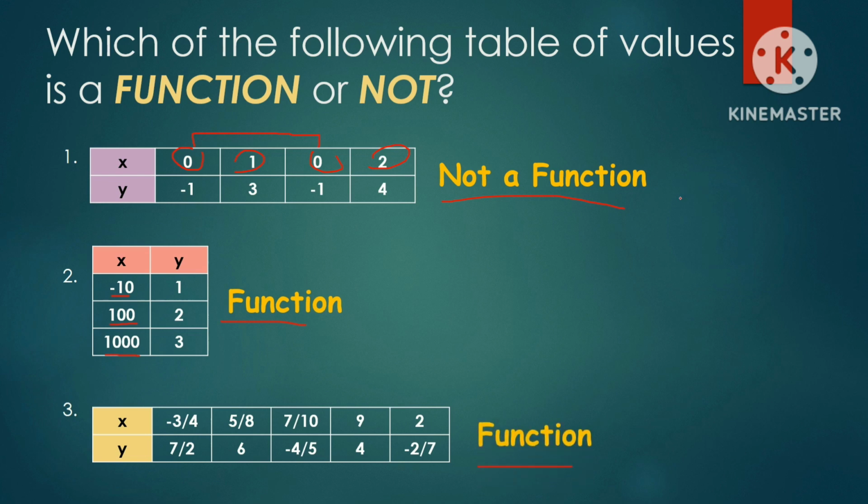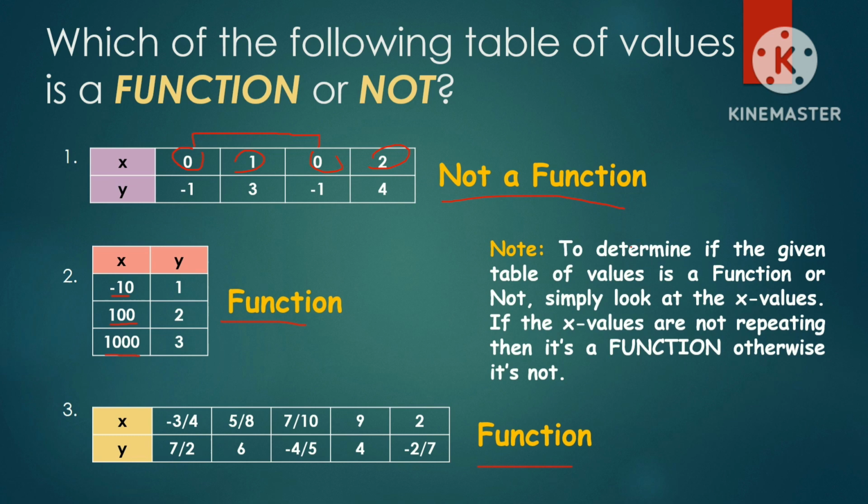Okay? So, again, to determine if the given table of values is a function or not, simply look at the x values. If the x values are not repeating, then it's a function. Otherwise, it's not. Okay? So, again, kapag umuulit yung x values, then that is not a function. Pero kapag hindi, then that is a function. Okay? So, the same lang sila ng ordered pairs.